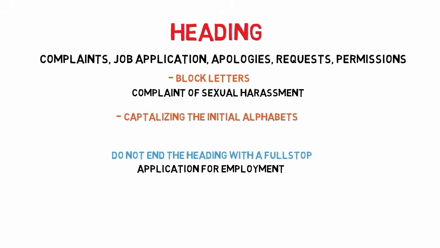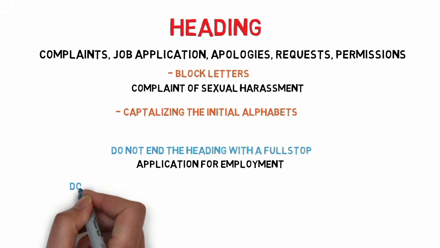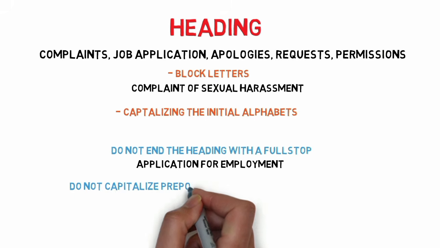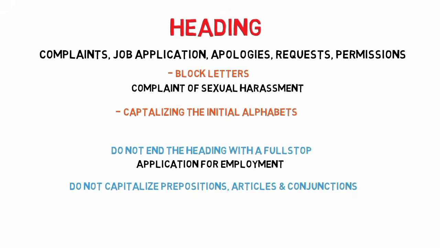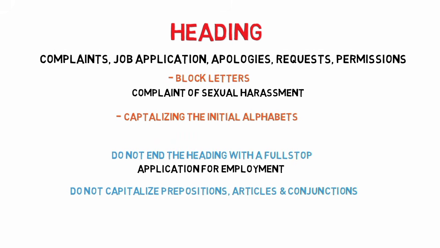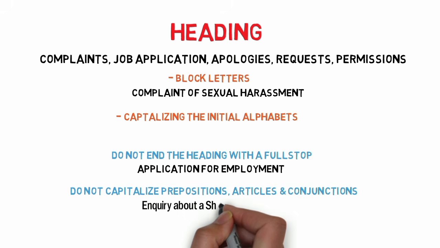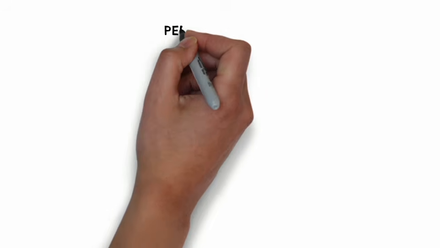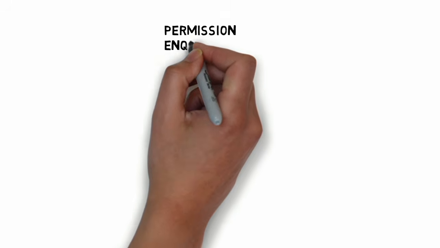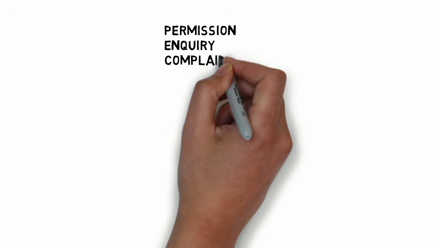Also, when capitalizing the beginning alphabet of each word in the heading, you don't capitalize prepositions, articles, and conjunctions. For instance, a heading like Enquiry about a shutdown factory should not have the word about and the article a capitalized. So with regards to the heading, the final thing you can take note is that your heading can be as simple as permission or enquiry or complaint.